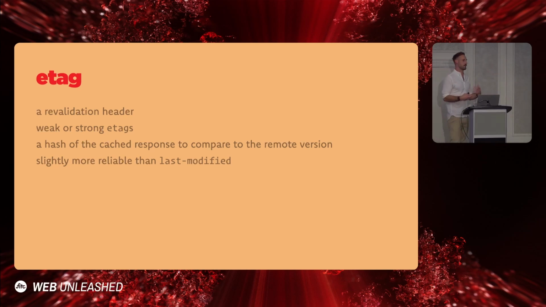Which usually means that for API responses, strong ETags probably aren't the best bet, because the overhead of hashing and adding this header could be a bit much. But for most static assets, certainly a strong ETag would be preferred.